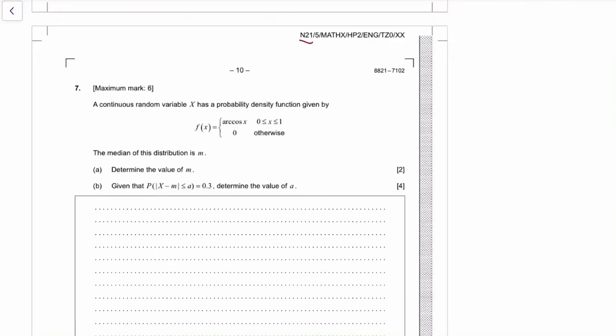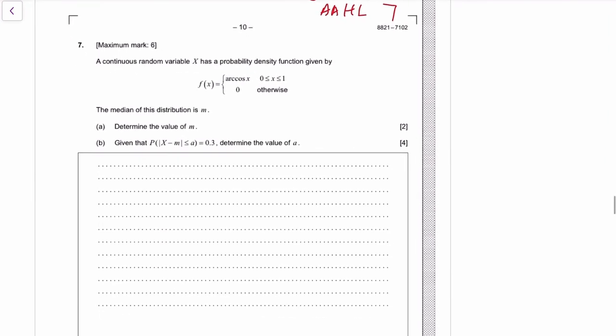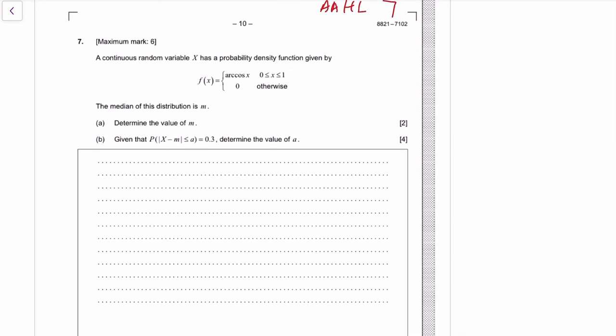2021 November, AAHL paper 2, question 7. We have a continuous random variable and we are required to find the median. The definition of the median is when the area would be half.